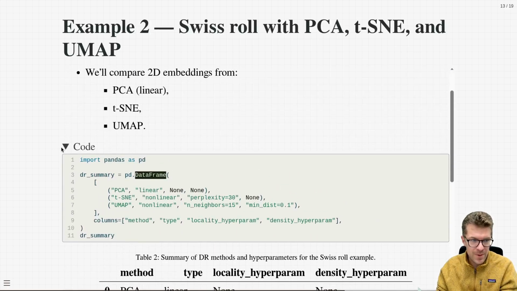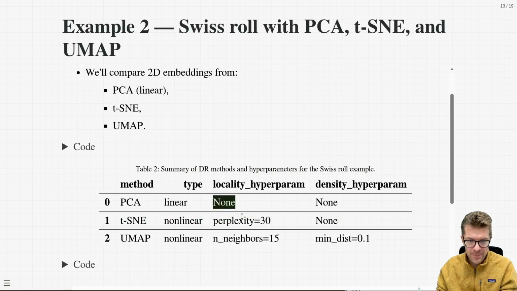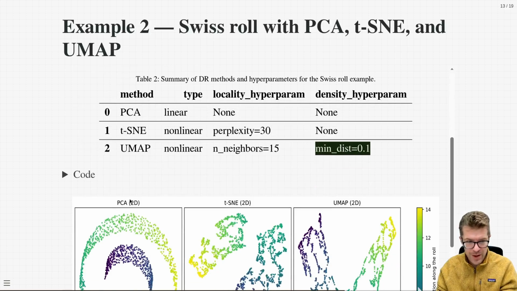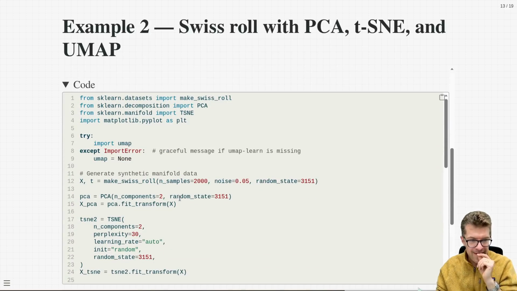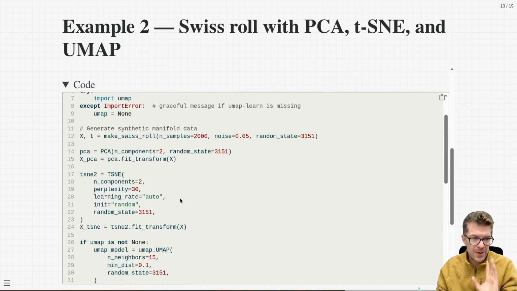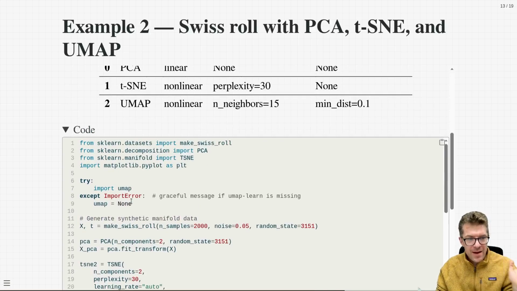This is my hyperparameters. So I have perplexity for t-SNE. I have number of neighbors for UMAP. And I have this extra hyperparameter for UMAP as well. That's all I'm doing. I'm passing these into, again, not a pipeline. Again, it's not really pipeline appropriate, but I have my original data.